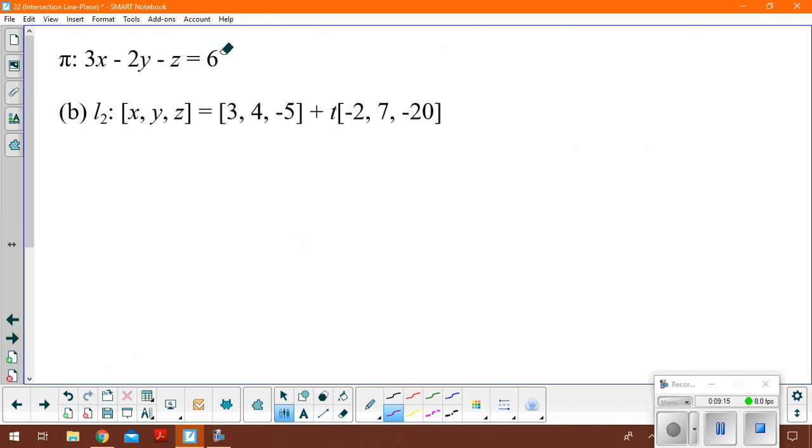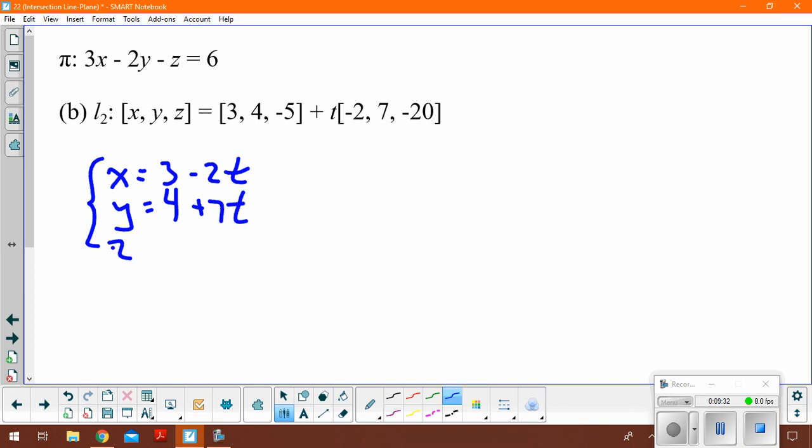Here's the same plane, and here's a new line. Okay, so we'll start the same process here. We'll write out the parametric form. So x equals 3 minus 2t. Y equals 4 plus 7t. And z is equal to negative 5 minus 20t. Okay, we take our equation and plug in our parameters.